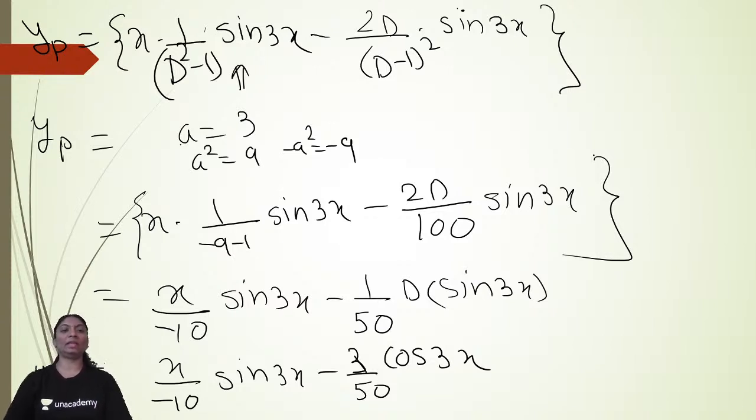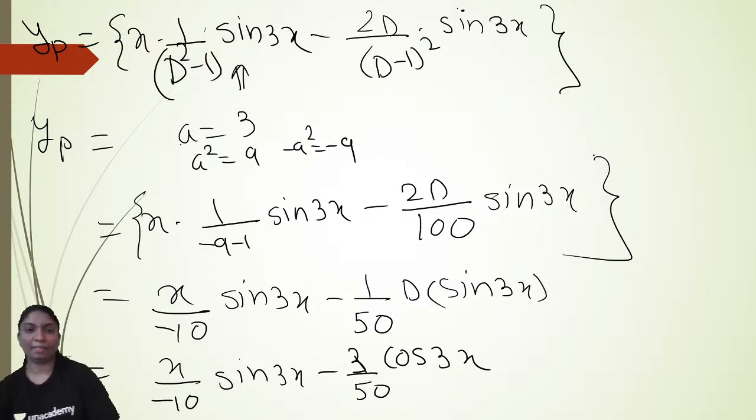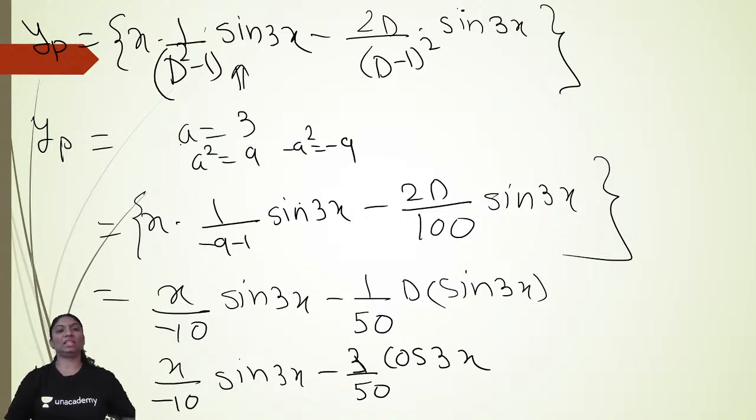So here your a is equal to 3. So a square becomes 9 and minus of a square becomes minus 9. Here we use rule 2. So x into 1 upon minus 9 minus 1 into sin 3x, so minus 2d upon minus 9 minus 1, that is minus 10 bracket square, 100, into sin 3x. So x upon minus 10 into sin 3x minus 1 by 50 into derivative of sin 3x, that is minus 3 by 50 cos 3x. Okay.